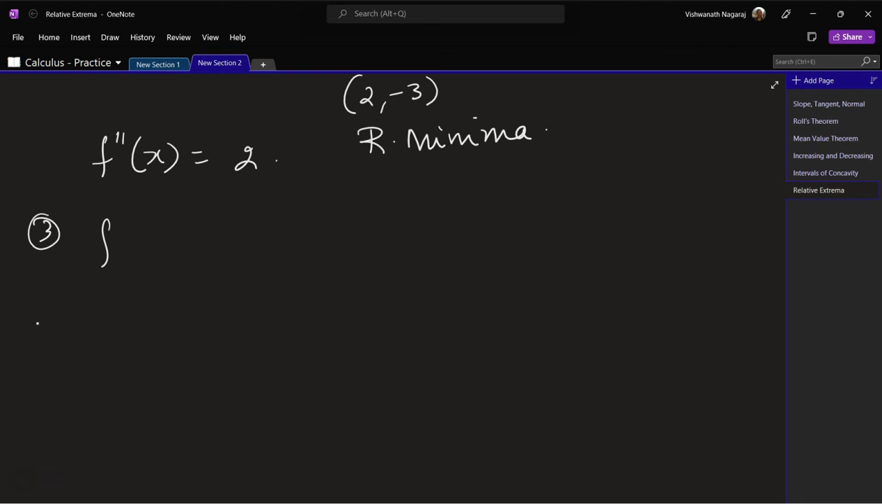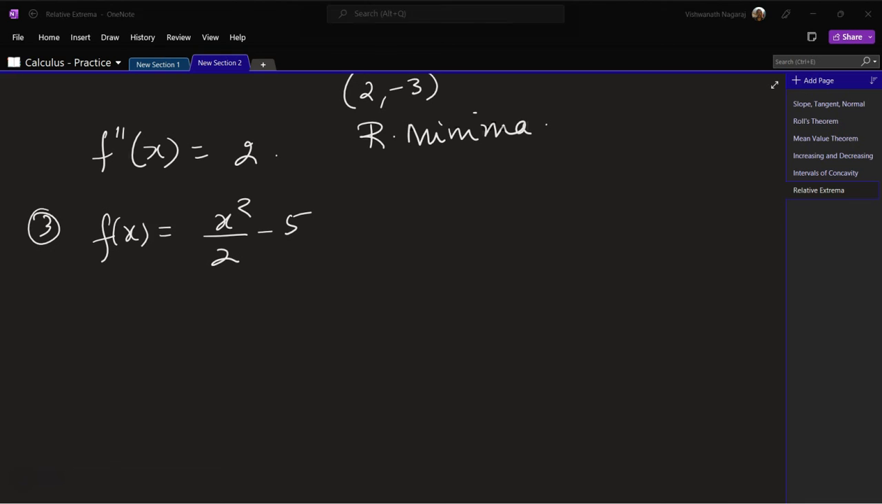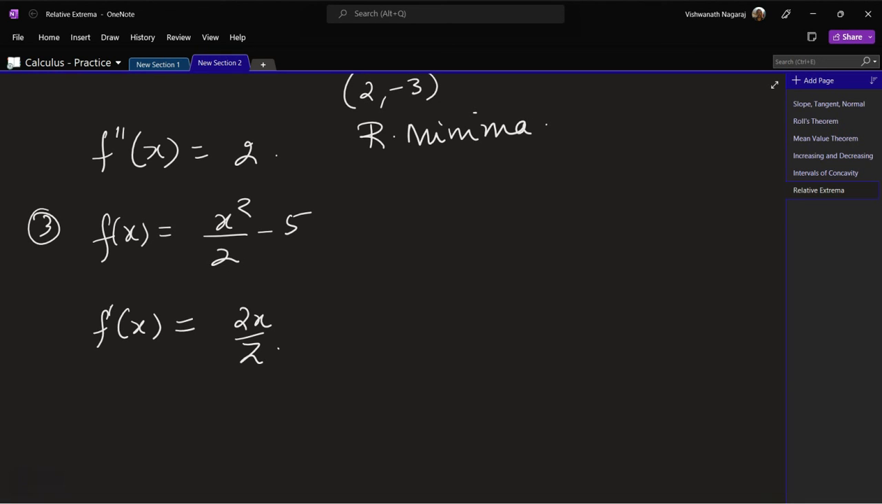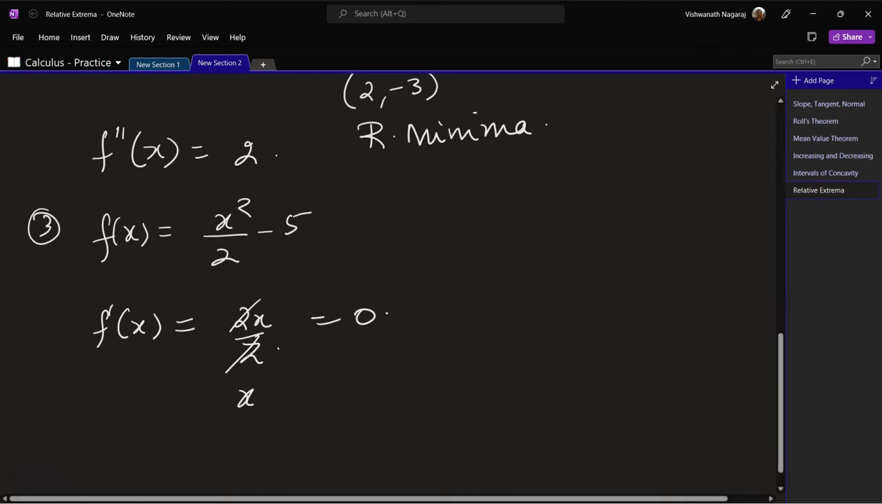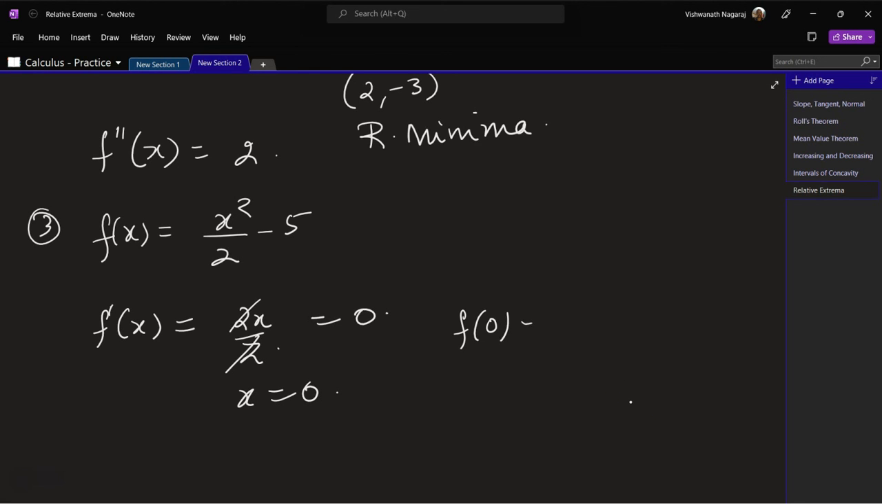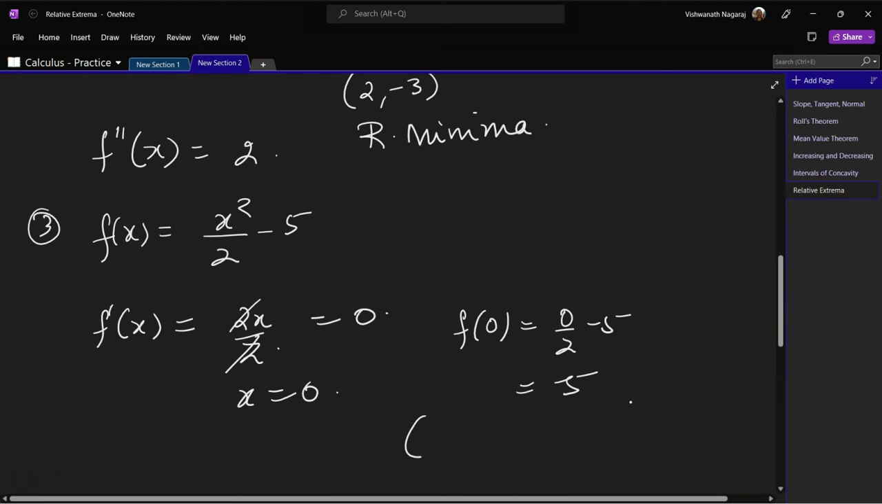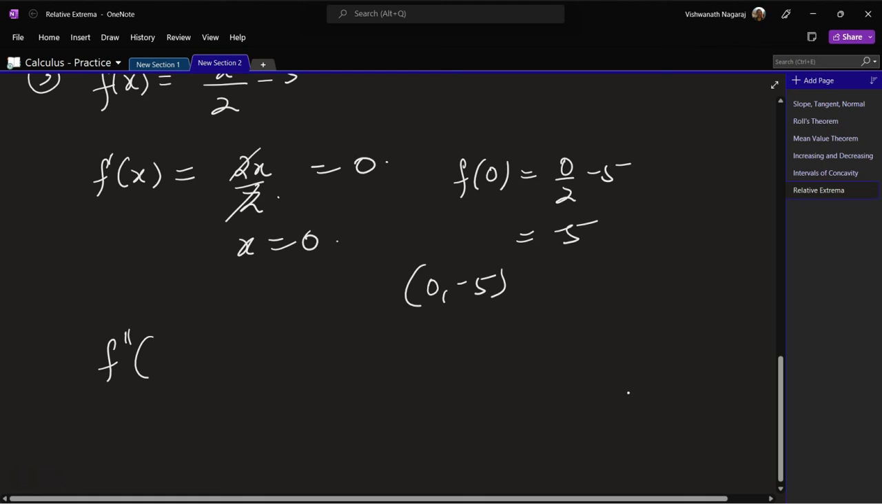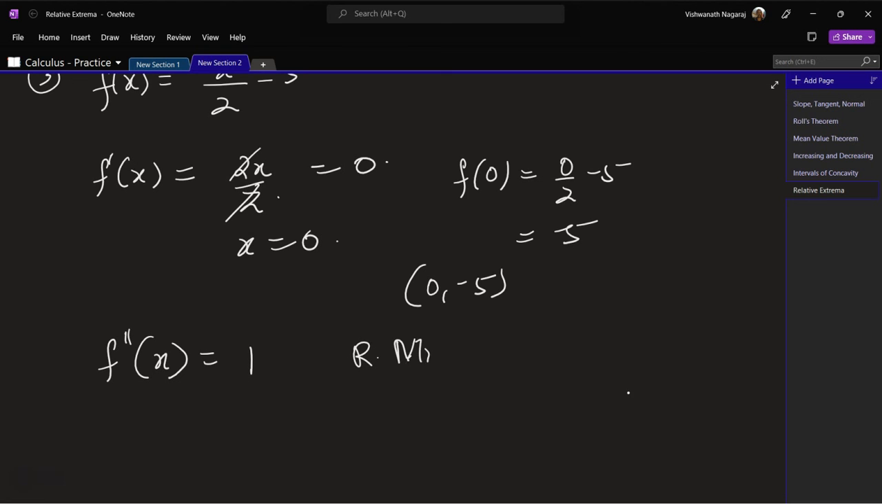Okay, third one, f of x is equal to x square by 2 minus 5. Let's differentiate it. We get f prime of x is equal to 2x by 2. Equate it to 0. The 2 cancels, so x equal to 0. Now f of 0 would be 0 by 2 minus 5, which is minus 5. So the point is 0 comma minus 5. Again, to figure out whether it is minima or maxima, f double prime of x gives us 1. And this is again positive, so this is going to be relative minima.